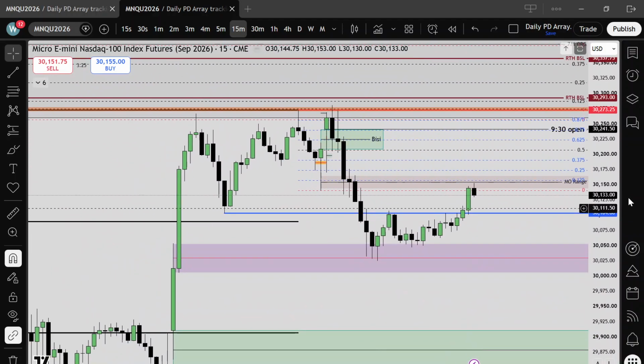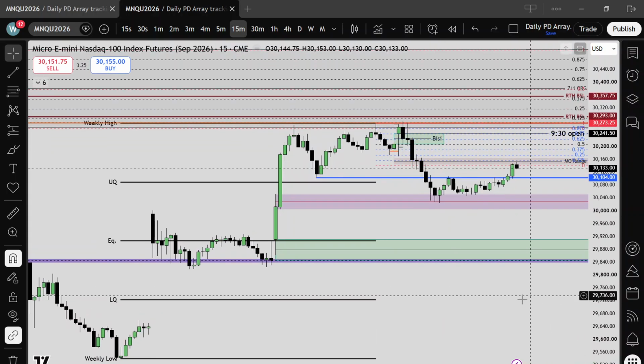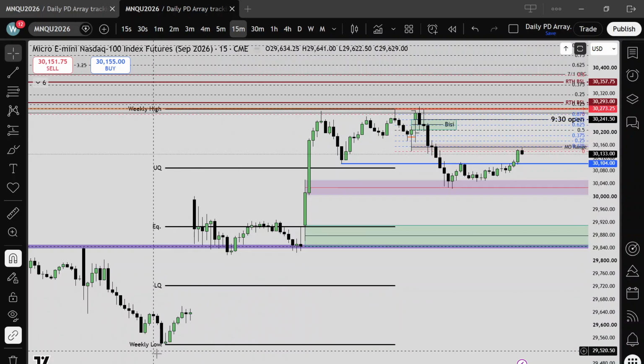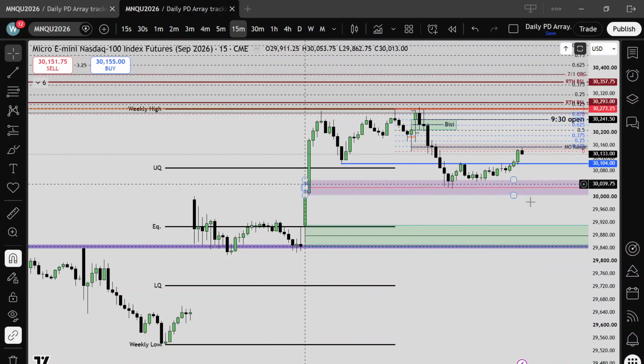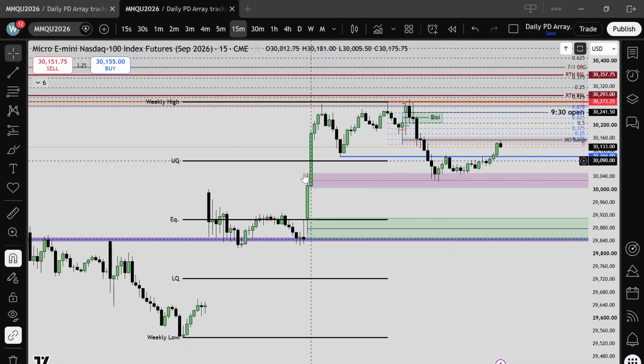So when you come to today, regardless of whether you had a bias or not, that's one thing. But from a bias perspective, electronic trading hours: weekly high, weekly low, lower quadrant, equilibrium, upper quadrant, weekly high. Yesterday was mainly up. So my draw, assuming I was correct, was at least lower quadrant. It was this, and then potentially down into this balanced price range.